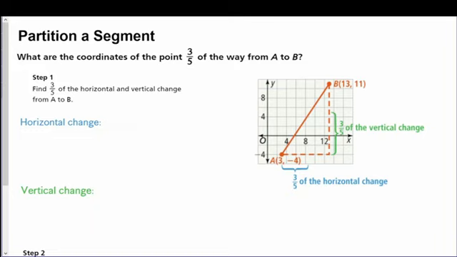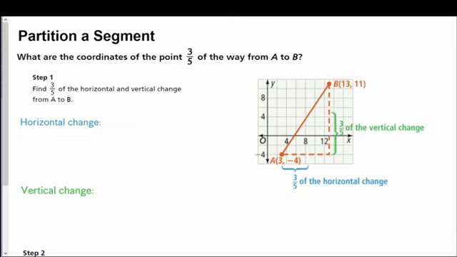We can also partition a segment, which means we can find the coordinates of a point at any ratio along that segment, not just halfway. So consider this example. What are the coordinates of the point 3/5 of the way from A to B? So from A to B, we want to know what the coordinates are of the point that is 3/5 of the way there. So the first thing we're going to do is find 3/5 of the horizontal change and 3/5 of the vertical change.